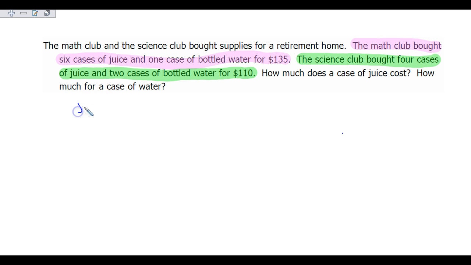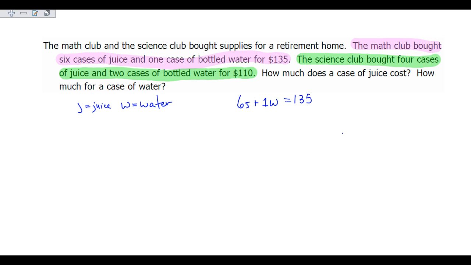If I use J to stand for cases of juice, and W to stand for cases of water, always tell yourself what your variables stand for. That helps. Then the Math Club would look like this. They bought 6 cases of juice and 1 case of bottled water, and that equaled $135.